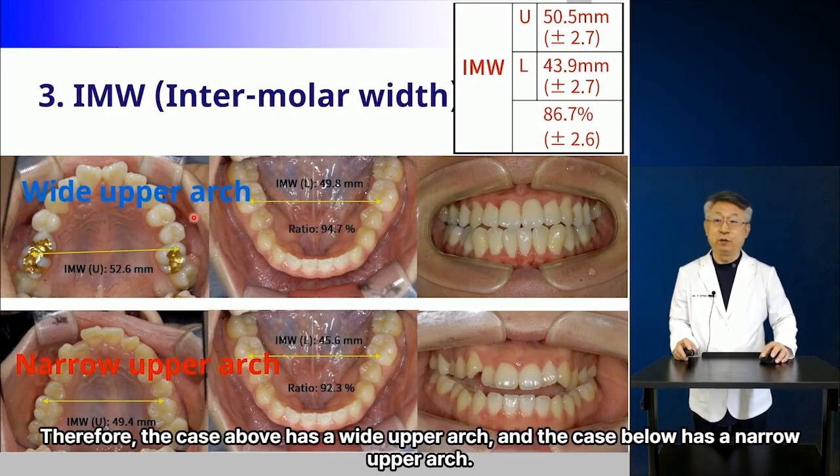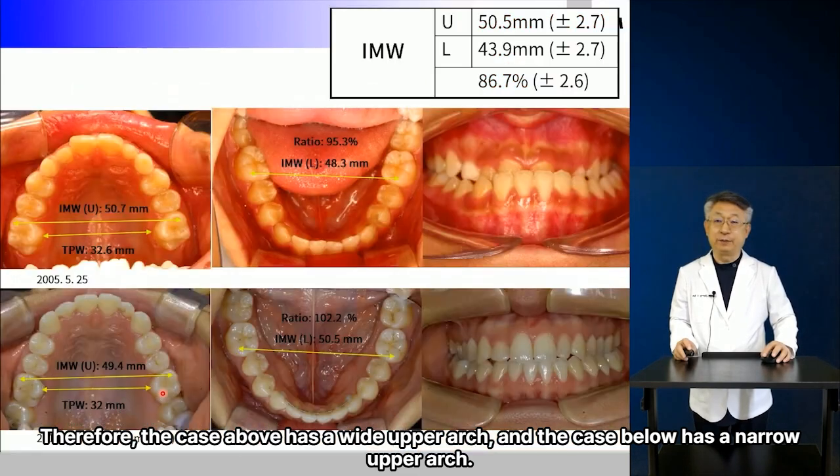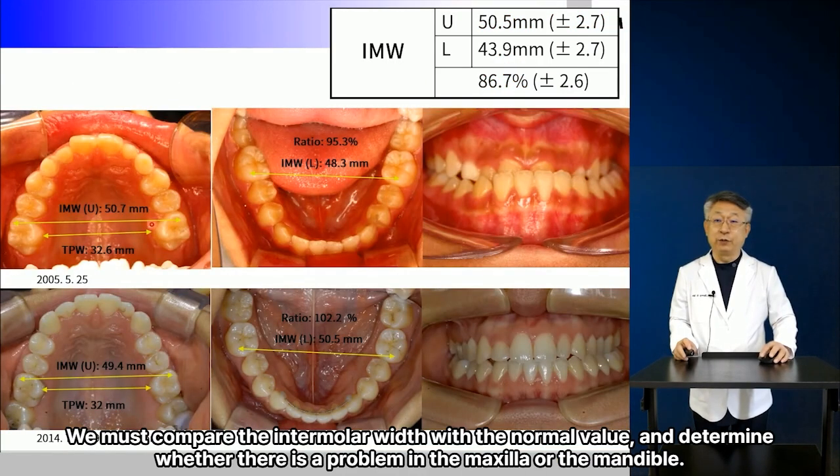Therefore, the case above has a wide upper arch, and the case below has a narrow upper arch. We must compare the intermolar width with the normal value and determine whether there is a problem in the maxilla or the mandible.